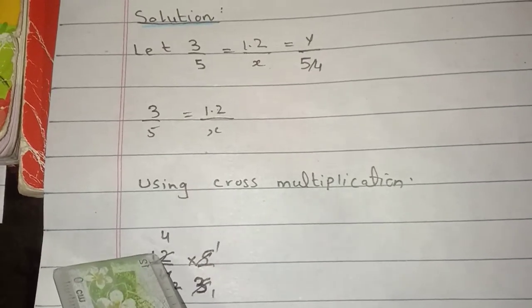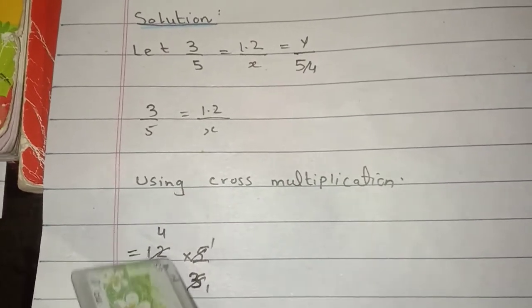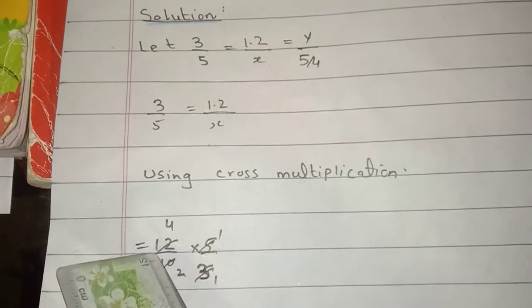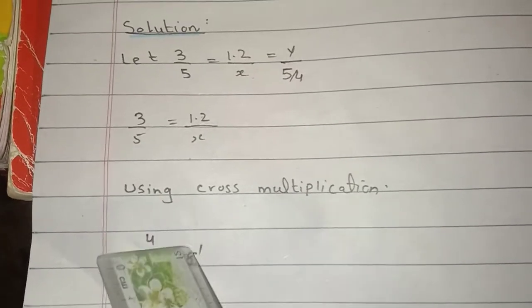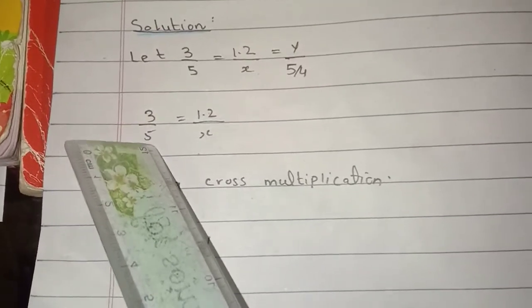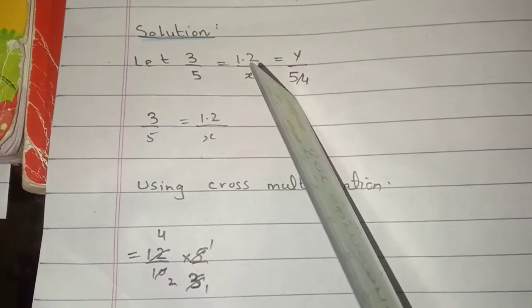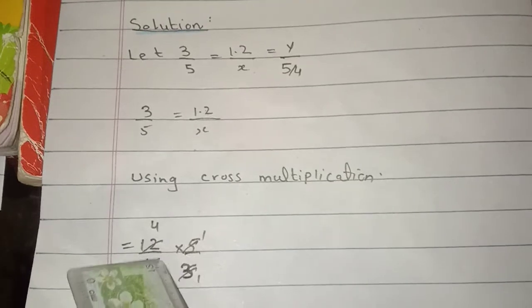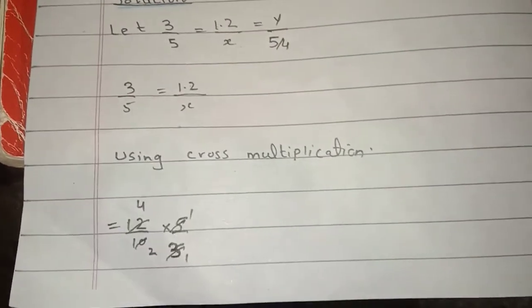It was 1.2, so I have written 12 over 10 to remove its point. And then I have written 5 over 3, as 5 will be multiplied by 1.2 and 3 will be divided, so I have written 5 over 3. Now you can simply cut it.